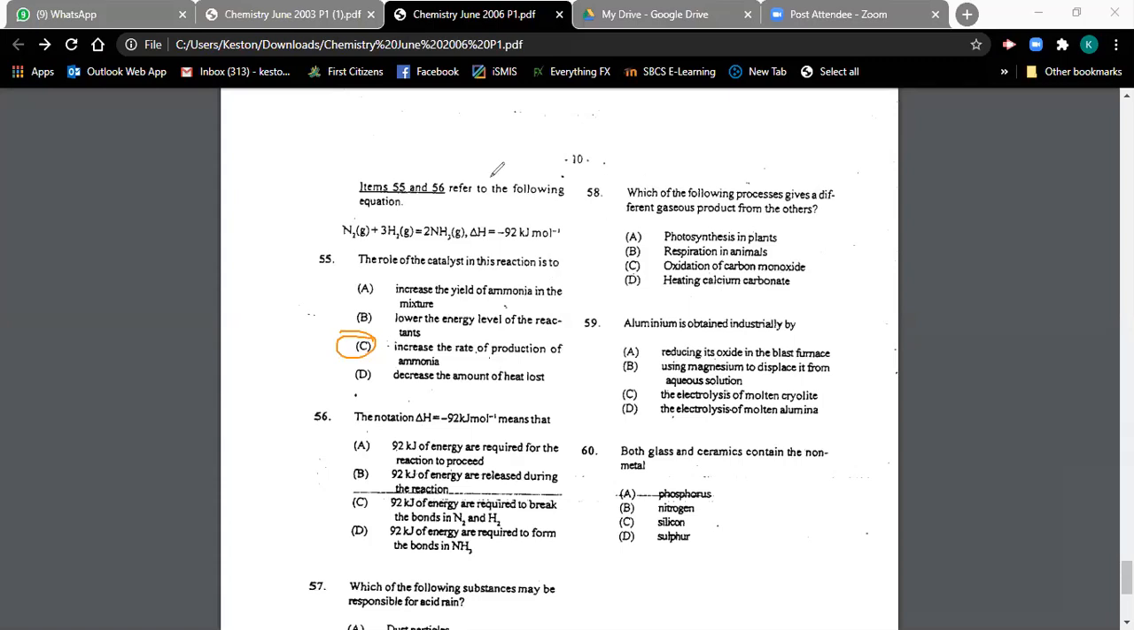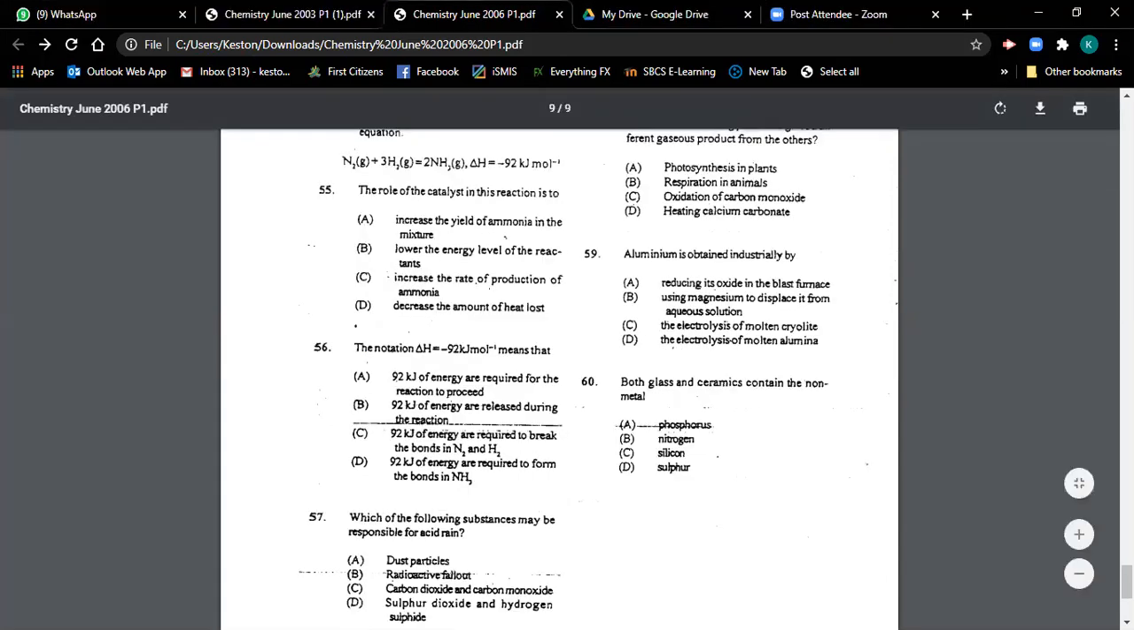56, the notation delta H is equal to minus 92 kilojoules per mole means what? What does this mean? Any of the ladies?